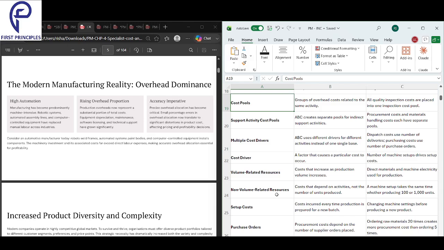Next we'll look at this: ABC uses multiple cost drivers, while absorption had only one cost driver. In absorption or traditional costing, you will see there were fewer cost drivers. In ABC, you will see a lot more cost drivers.